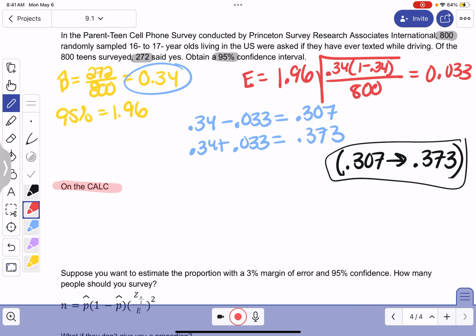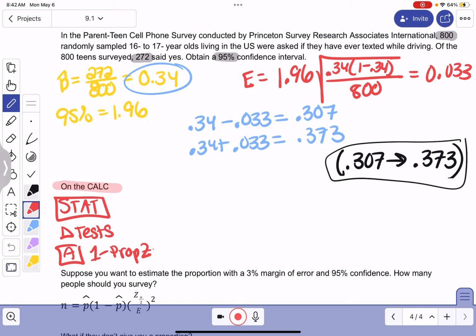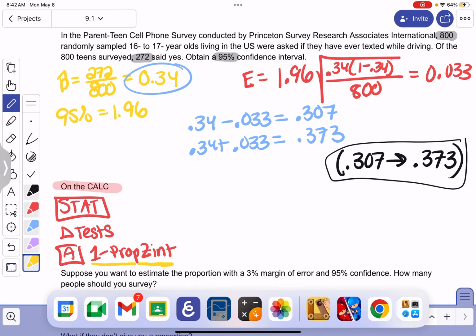On the calculator, you are going to hit the stat button. You're going to arrow over to the tests menu, and then you're going to scroll down to A, where it says 1 prop z int. This means we're dealing with one proportion, we're dealing with a z-value, and we want an interval. So let's do that.